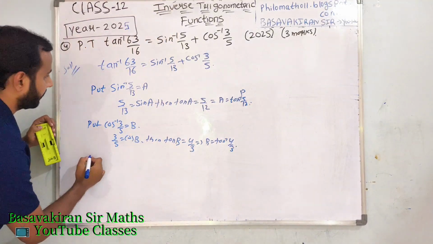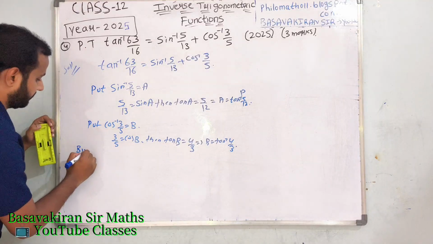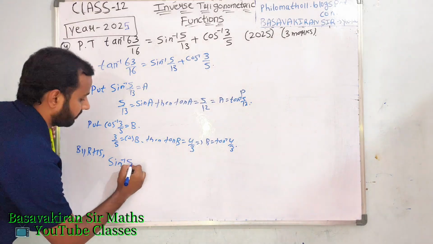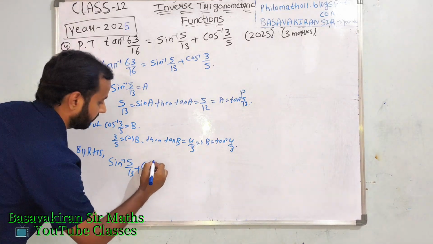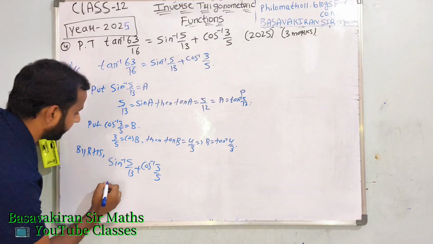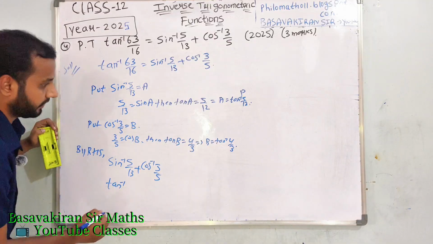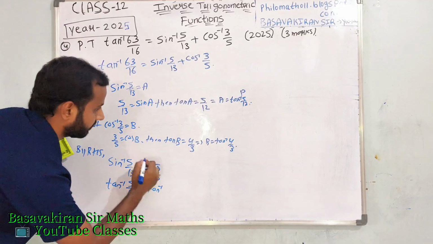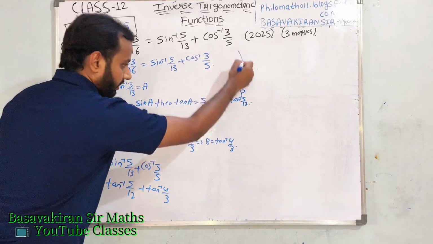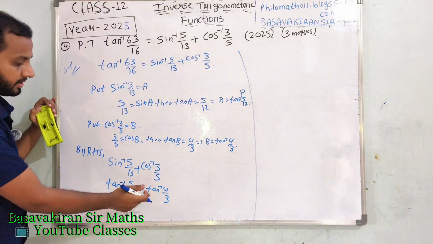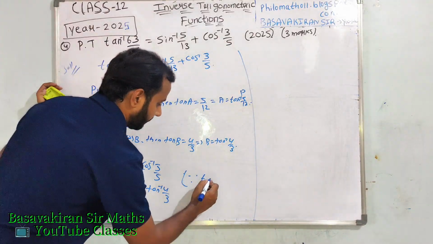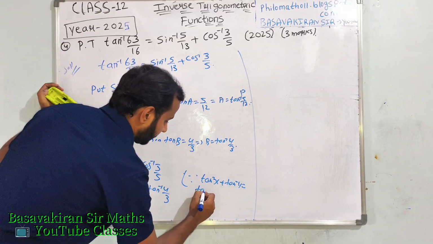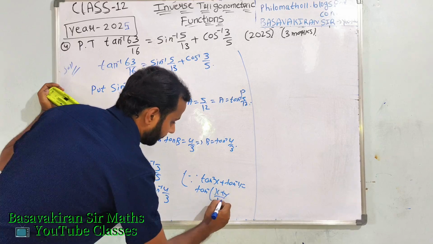Let us substitute in the RHS. The RHS, sin inverse of 5 by 13 plus cos inverse of 3 by 5, can be written as tan inverse of 5 by 12 plus tan inverse of 4 by 3. Now it is in the form tan inverse of x plus tan inverse of y. What is tan inverse of x plus tan inverse of y? It is tan inverse of x plus y by 1 minus xy.